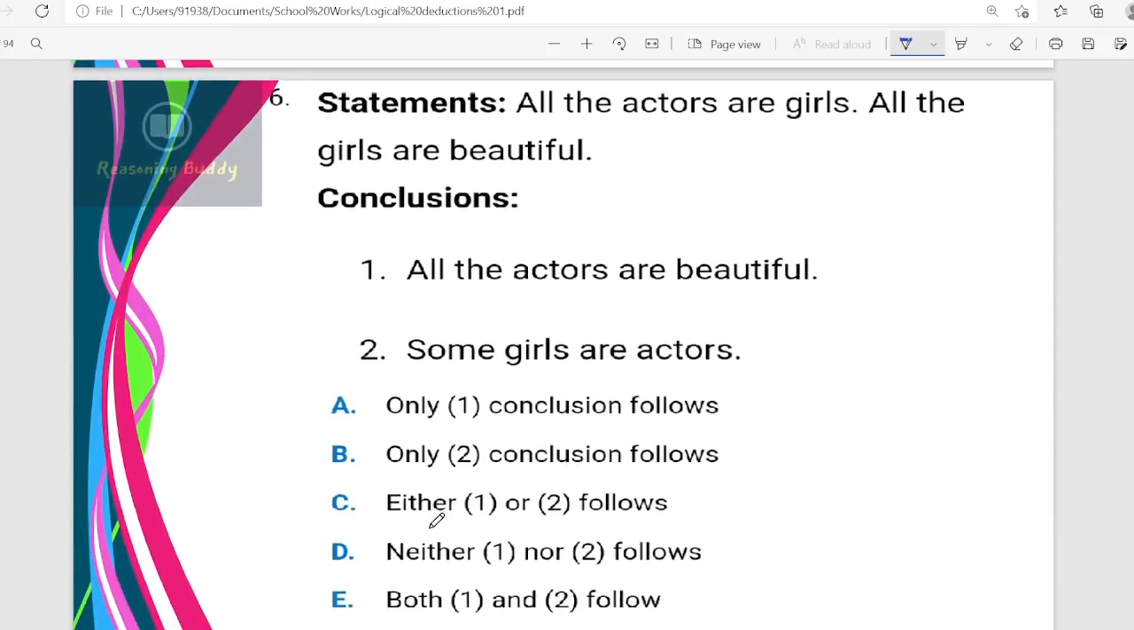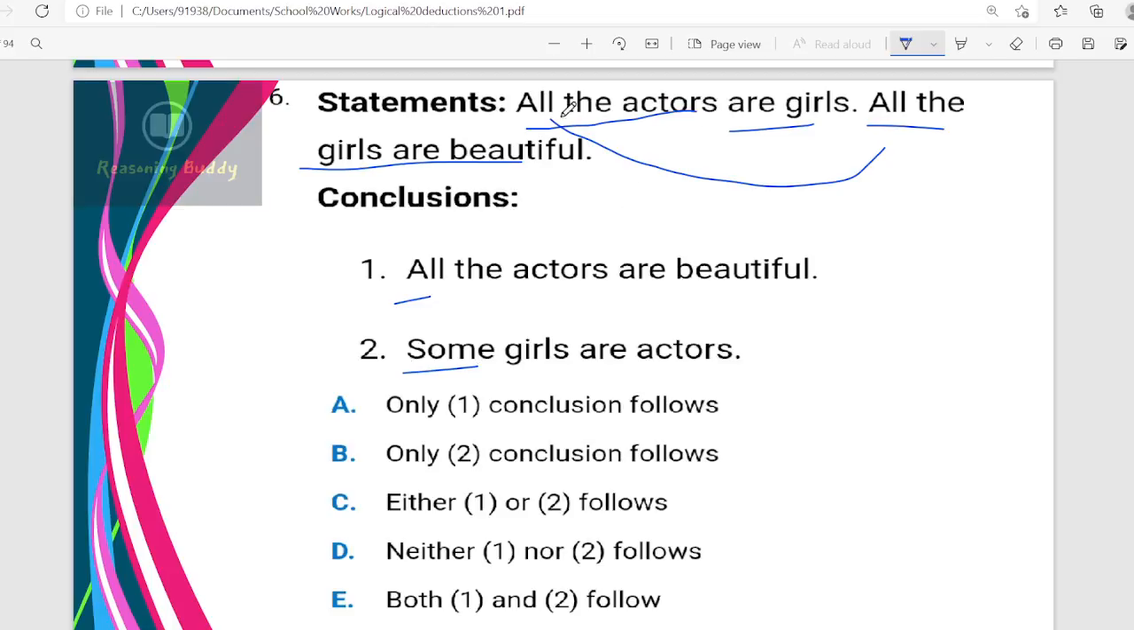Next. All the actors are girls. All the girls are beautiful. Okay, both are in the all case. As you have read, the answer should be in all or some. So here also all or some. And next, what is the common term? Girls is distributed at least once. So rule 1 and rule 2 are satisfied.